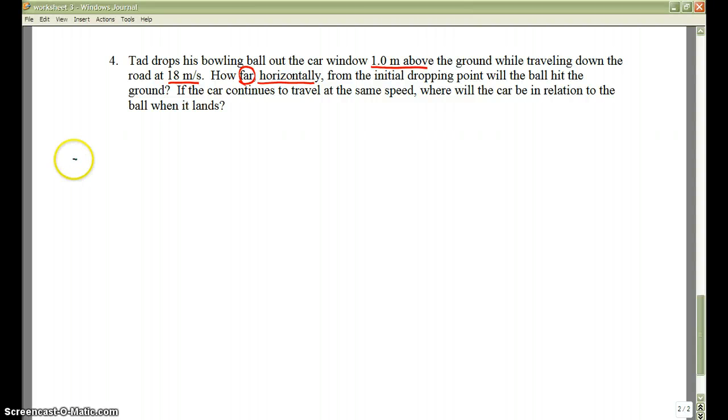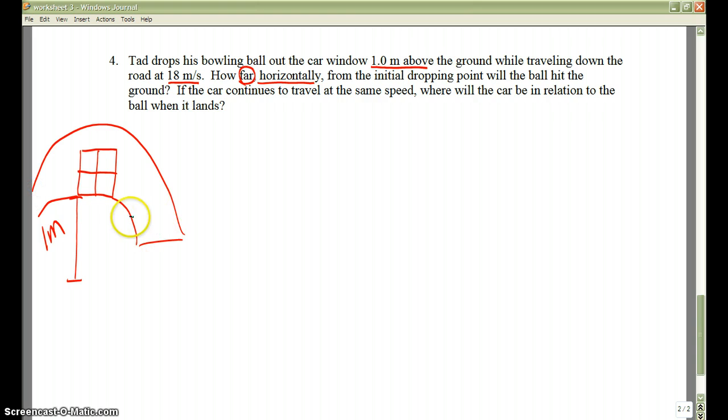So we have a person dropping a bowling ball out of a window. Here's our window. And it tells us that our window happens to be 1 meter above the ground. And we are going to drop a bowling ball out of the window while the car is moving. So if there's our window, all right, here's our car. And Stuart, don't laugh at me for my drawing of my car. We need headlights, don't we? Okay. That's a car. No making fun.